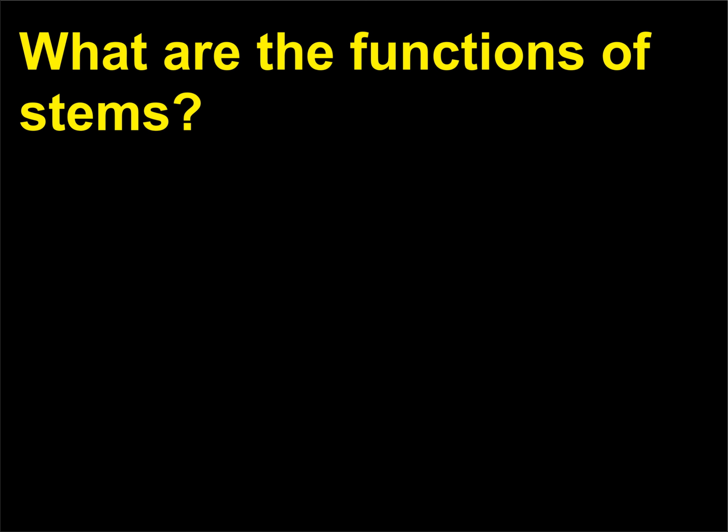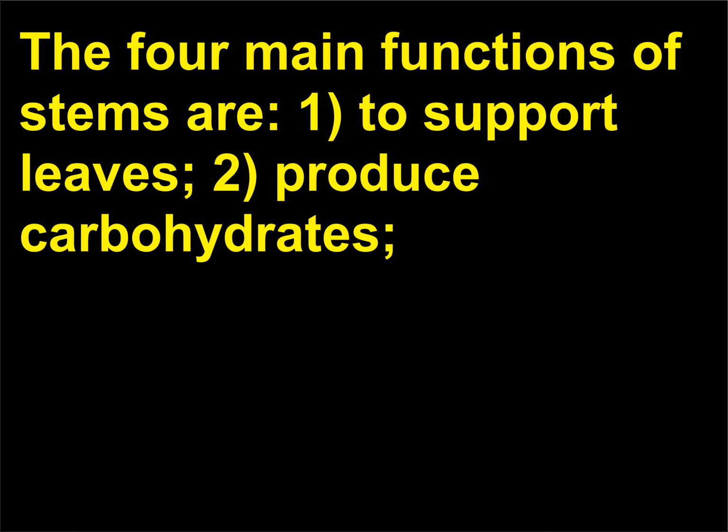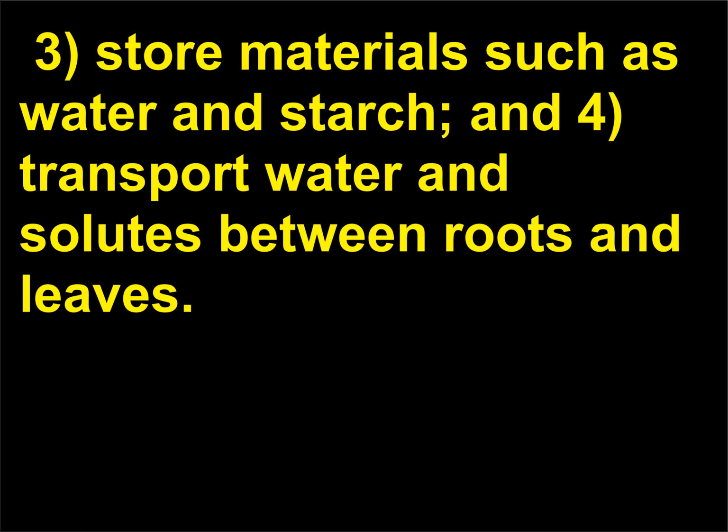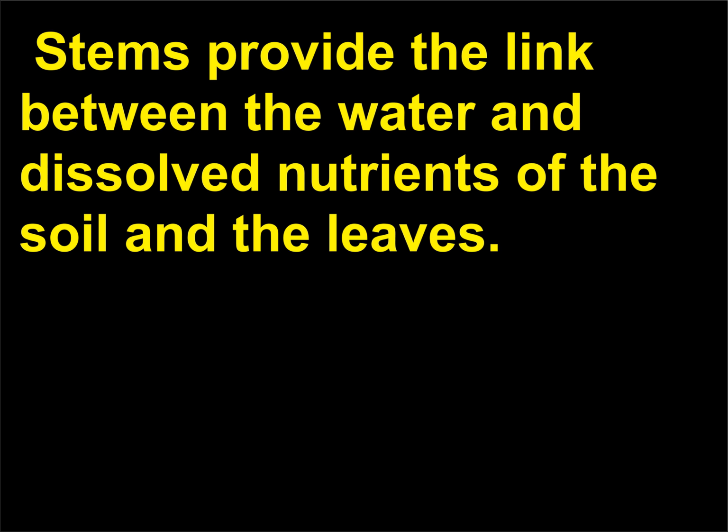What are the functions of stems? The four main functions of stems are: 1. To support leaves, 2. Produce carbohydrates, 3. Store materials such as water and starch, and 4. Transport water and solutes between roots and leaves. Stems provide the link between the water and dissolved nutrients of the soil and the leaves.